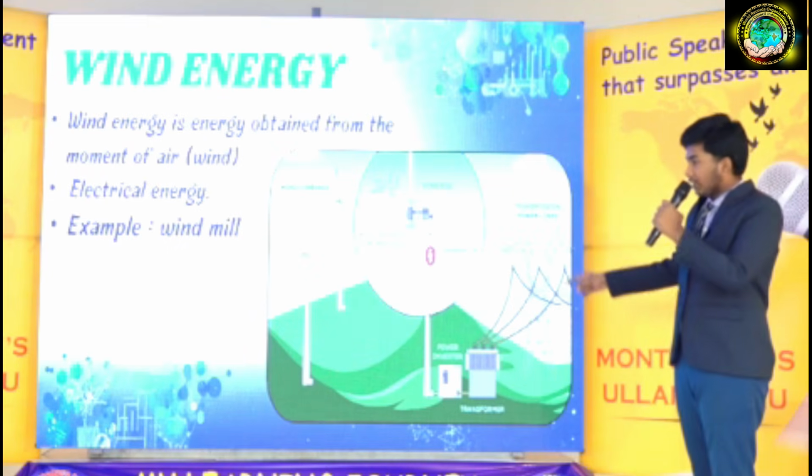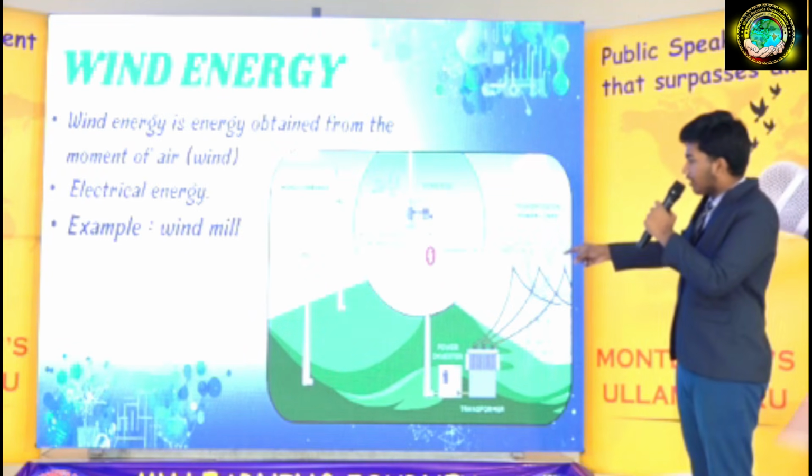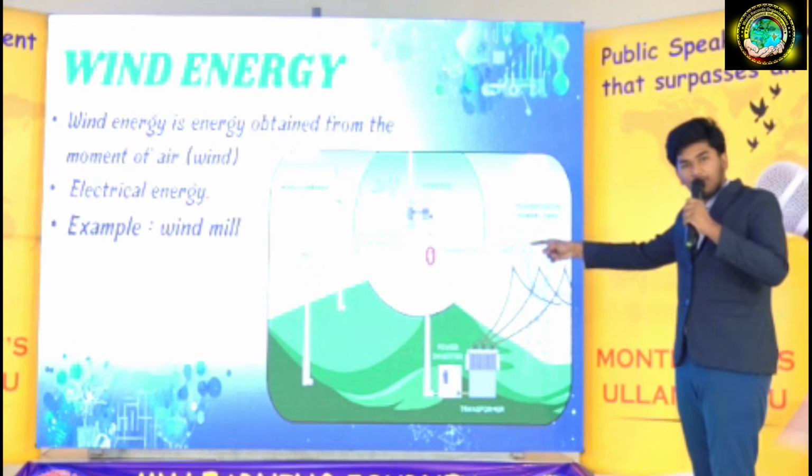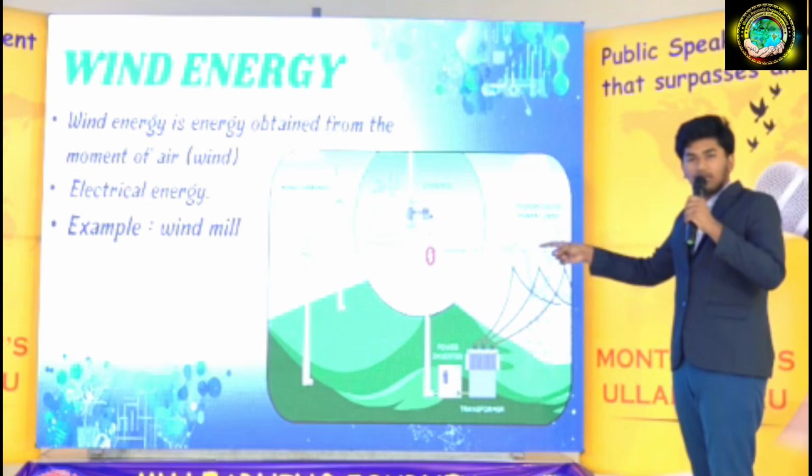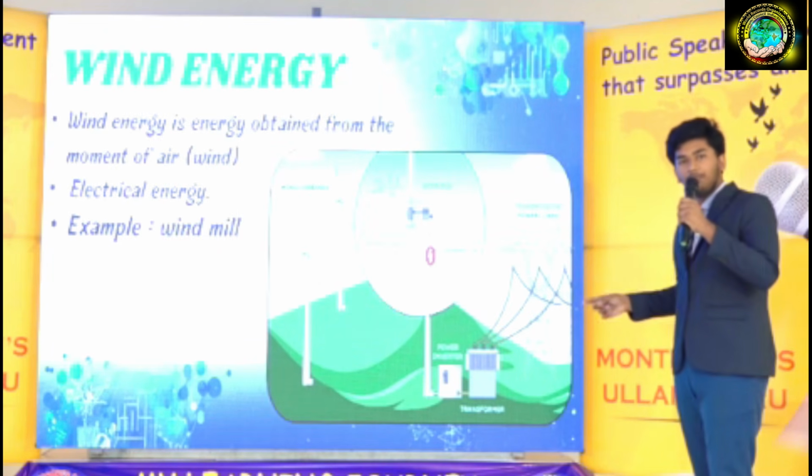For example, we can see in this picture, here wind blows very fast and it rotates the blade of the windmill. Then the blades will turn the gear and gearbox. Then electricity is produced and that electricity comes to our home with the help of power lines.